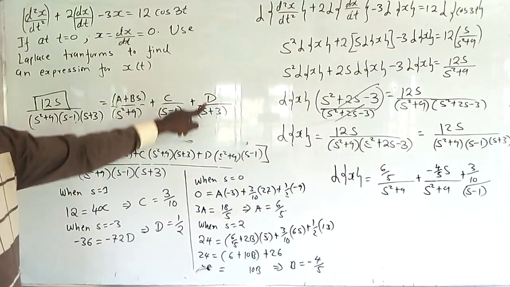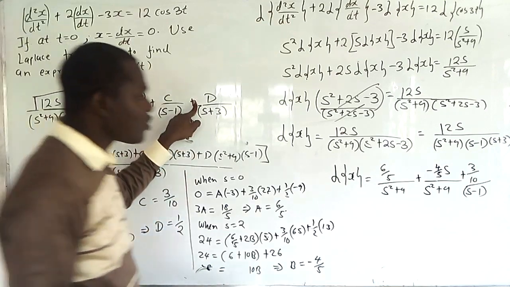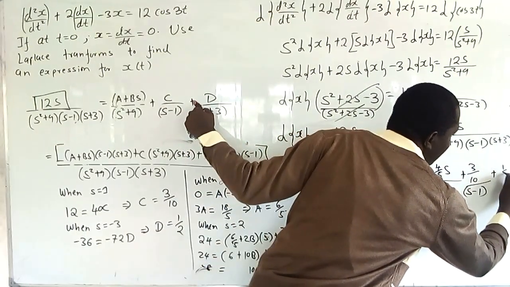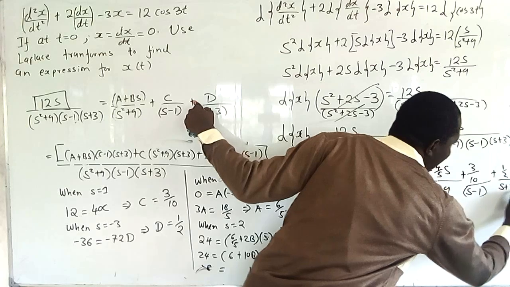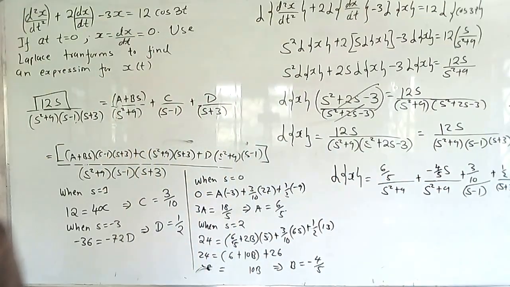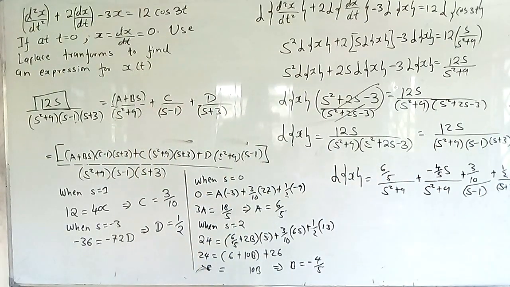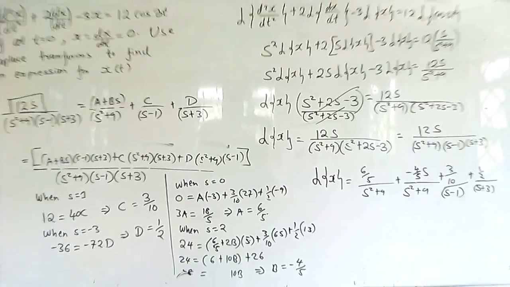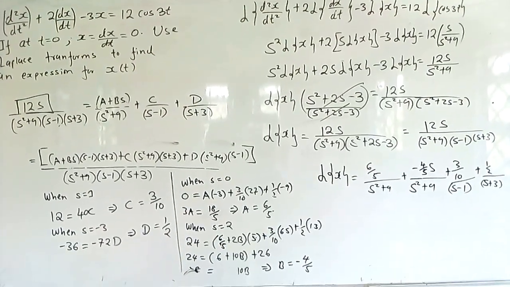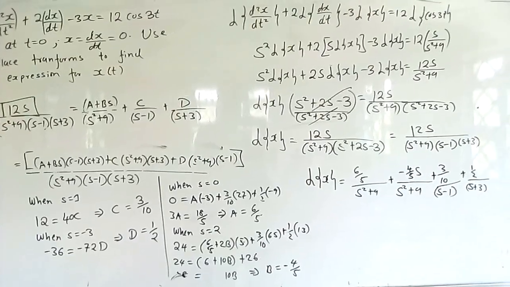Then your D is a half. So it is plus a half over s plus 3. Are we together there? Plus a half over s plus 3.